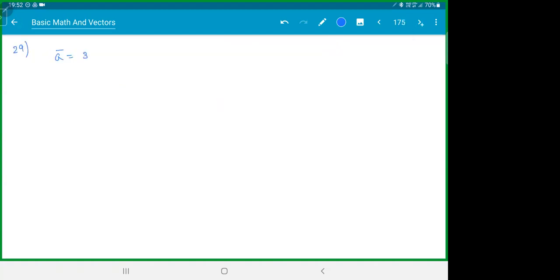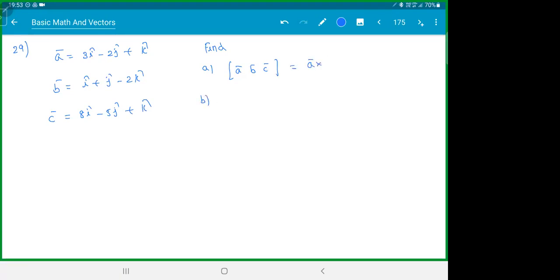Let's say A bar is 3i minus 2j plus k, B bar is i plus j minus 2k, and C bar is 8i minus 5j plus k. So what they'll ask you: find the box product ABC, which is A dot B cross C or A cross B dot C, it doesn't matter. Find the volume of the parallelepiped. If you see, for all of them the answer is the same. Are the vectors coplanar?